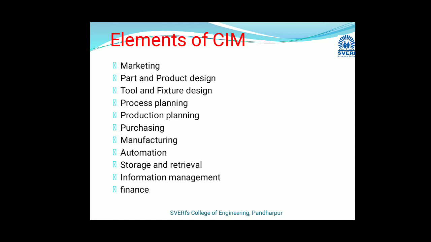Second, part and product design. There are four steps in part and product design. First, preliminary design. Second, refinement. Third, analysis. And last, implementation. In this element, first of all, we have to draw the first design. Afterwards, we go for some refinement, then analysis, and last, implementation of the final design. The design department is responsible for this task, and this department uses various software for these processes. Okay, so this is also an important element.